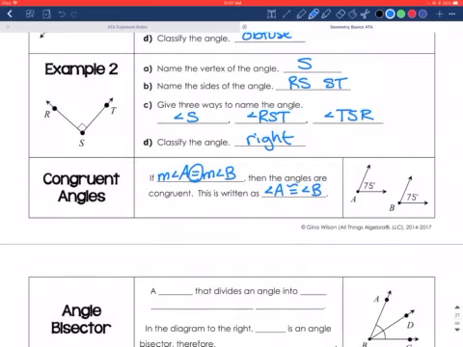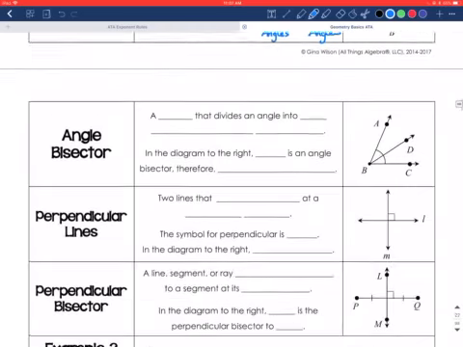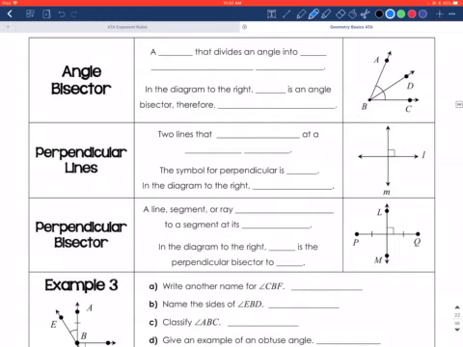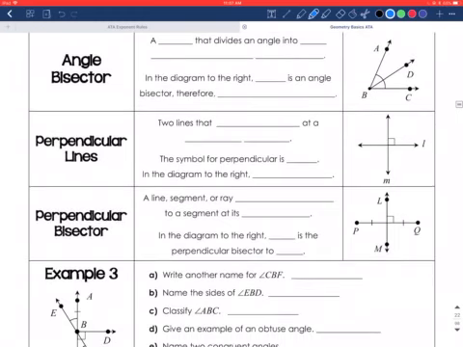So if you notice, the measures are equal because the measures are numbers, right? 75 is equal to 75, but the actual angles are congruent. The angles are congruent. The measures are equal. There's a little bit of a difference there. So an angle bisector.